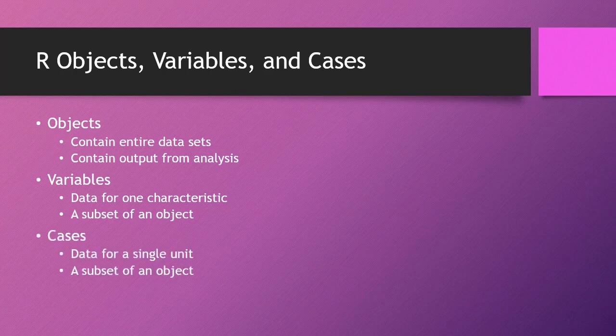Another data structure is a case. A case is the data for a single unit. For example, a case may be a person, and the data for the case could be a variety of the characteristics of that person. On a spreadsheet, cases are typically on the rows. Like variables, cases are subsets of an object. That is, an object can contain many cases, just like it can contain many variables.